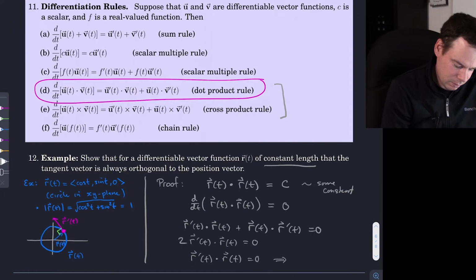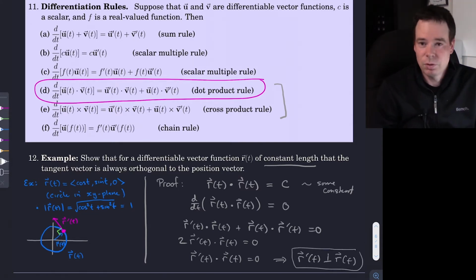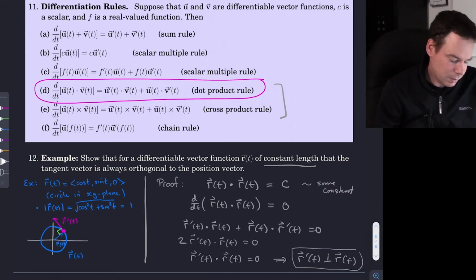But that means that r prime of t is perpendicular to r of t. And that's what we wanted to prove: that the tangent vector is orthogonal to the position vector. And there it is. The tangent vector is r prime of t, the position vector is r of t, and we've got that they're perpendicular to each other. So that's a nice result.